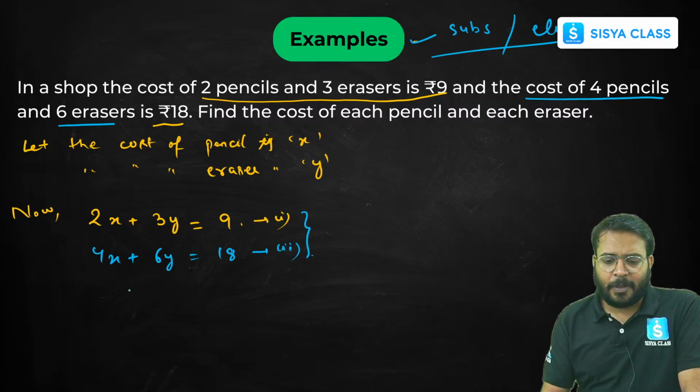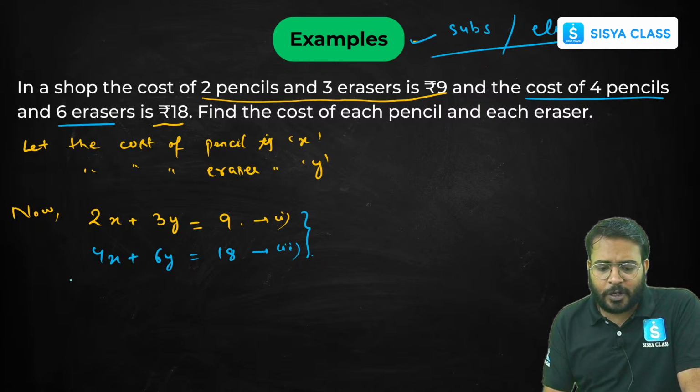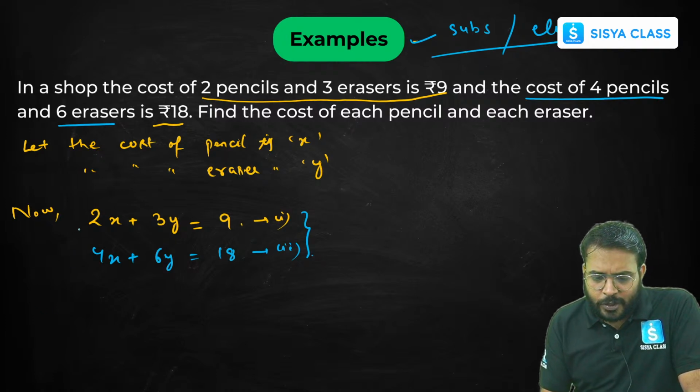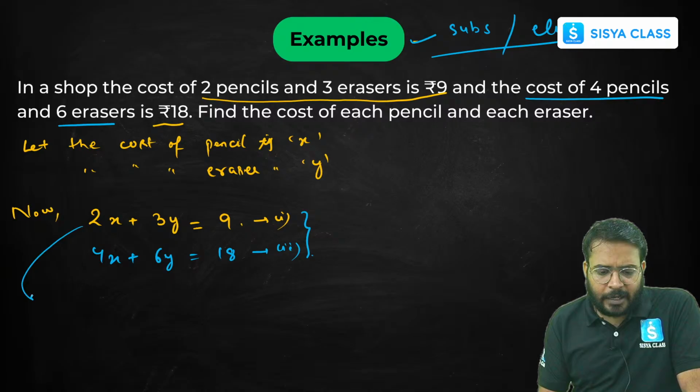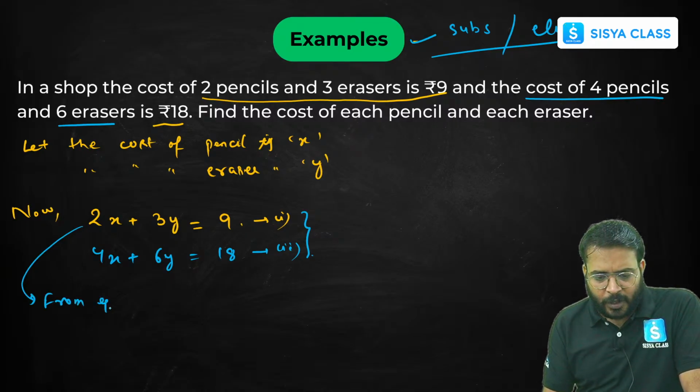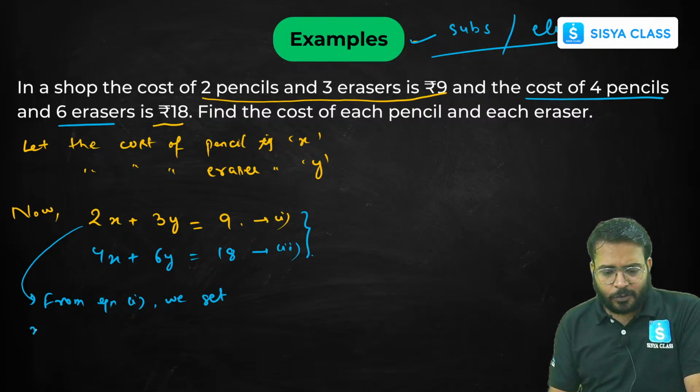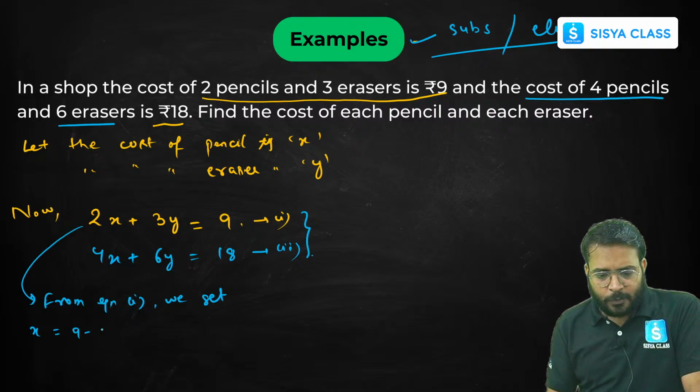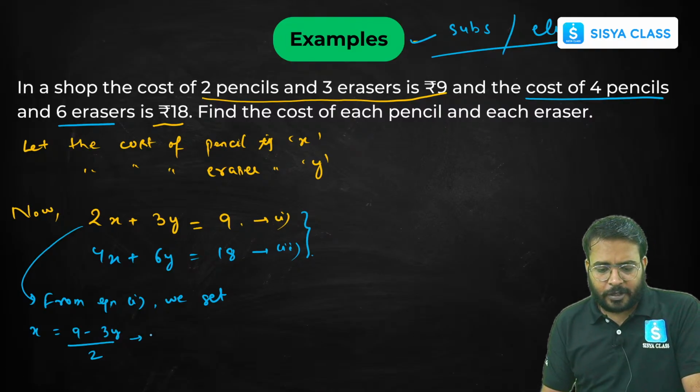Okay, elimination method. So what will I do now? From equation 1, can I get the value of x? From equation 1, what will I get? Let us find out the value of x. So x is going to be (9 minus 3y) by 2. This is going to be the value of x here. Suppose this is my equation 3.